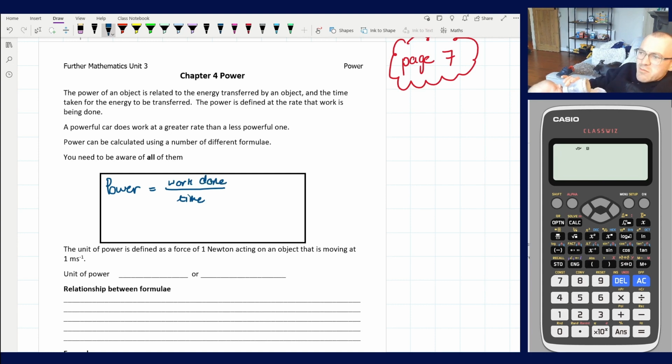So there's going to be lots of moving objects. It could be the work done by a vehicle as it drives along somewhere, but it can apply to someone running. It could apply to an electrical object using a certain amount of energy. Loads of stuff. The unit for power, scroll it down a little bit.